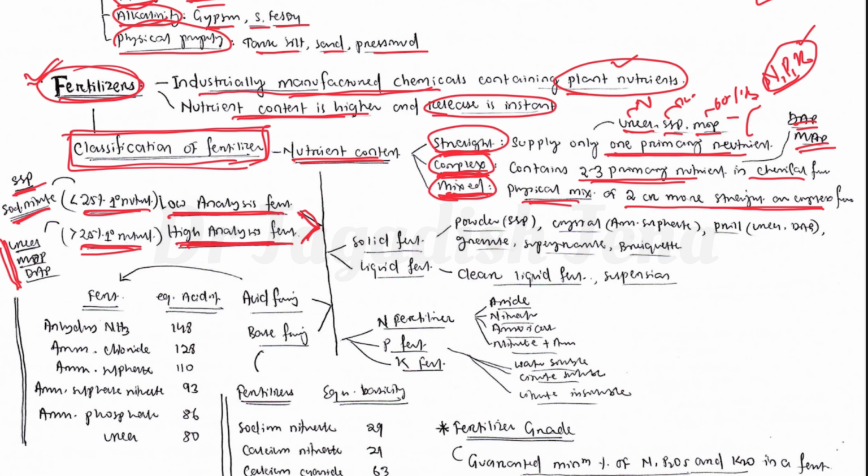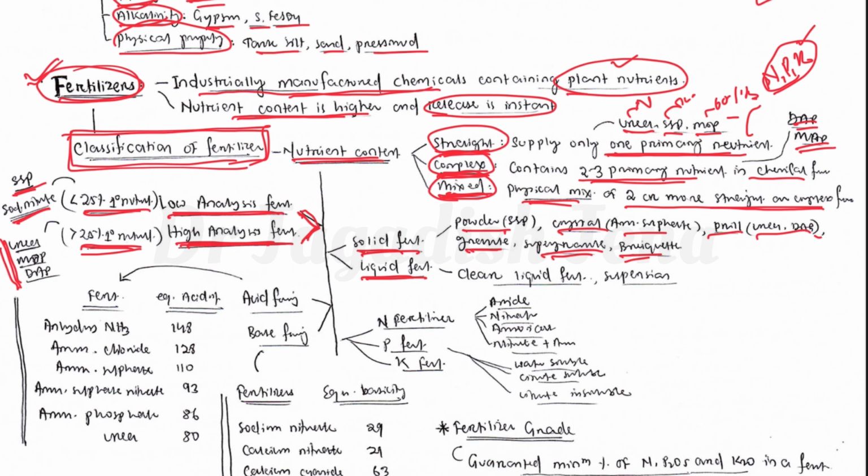Now another classification is solid fertilizer and liquid fertilizer. What are the examples of solid fertilizer? They are in powder form, granule form, crystal form, prill form, supergranule form, briquette form. These are different forms of solid fertilizer. Powder form, for example, SSP. Crystal form, ammonium sulfate. Prill form, urea, DAP. Then granular form, supergranule form, briquette form. To avoid the losses, we prepare briquette. That means larger size aggregate.